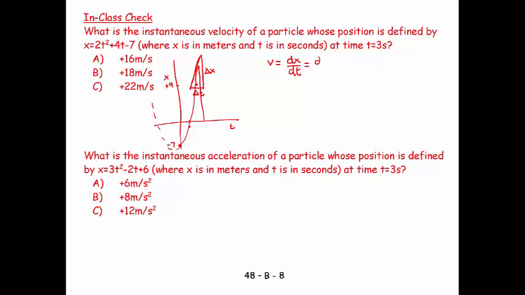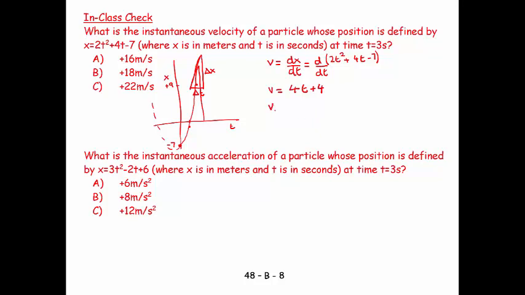which means our velocity equals d by dt, and our x is going to be 2t squared plus 4t minus 7. So v is equal to, and how do we do this? We multiply the coefficient by the power, and reduce the power by 1. So that would be 4t plus 4.